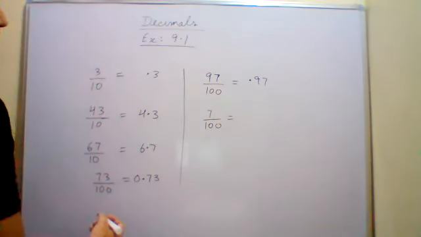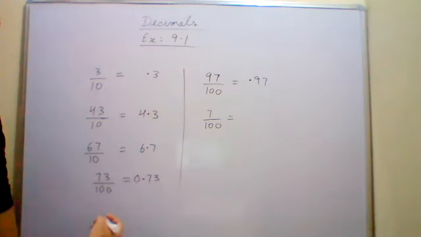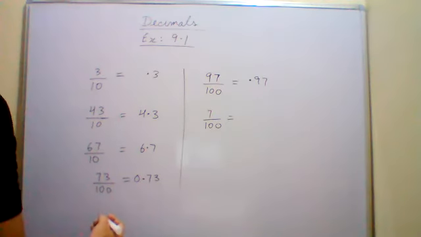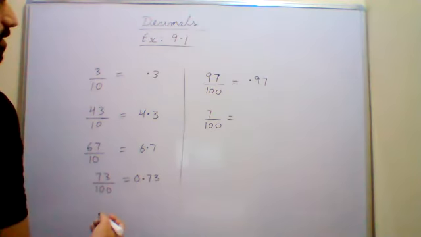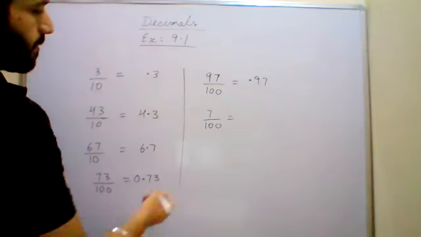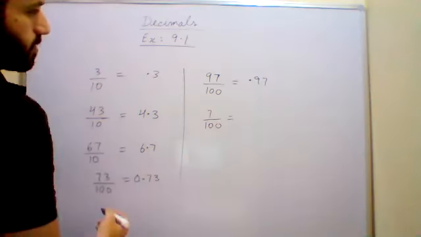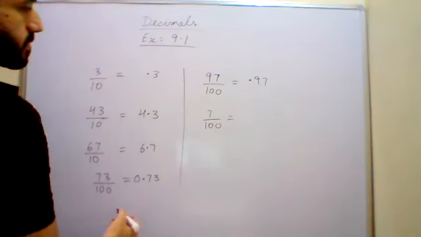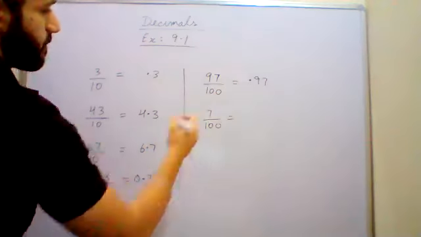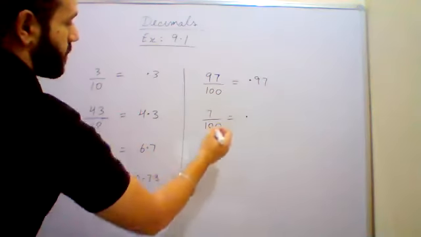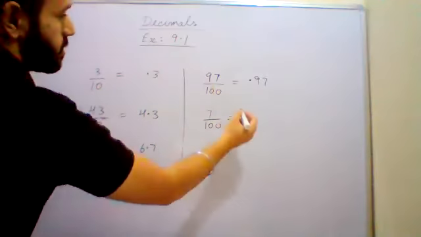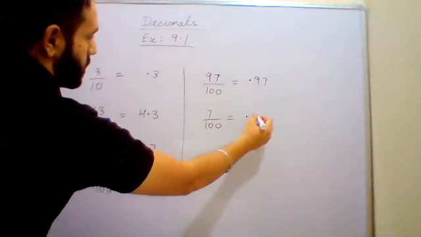0.07. Okay, enough. Taken your answers. Because of 0.07, the number of zeros in the denominator is 2. So there should be 2 digits after the decimal. Then after the decimal, there should be 2 digits. So this should be 0.07.